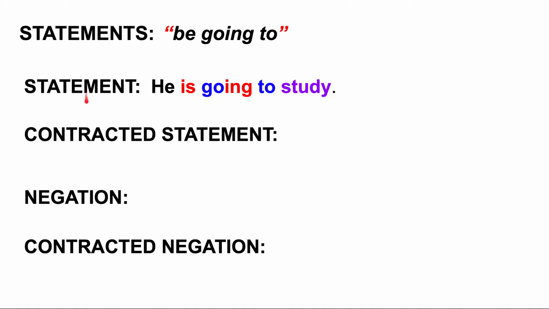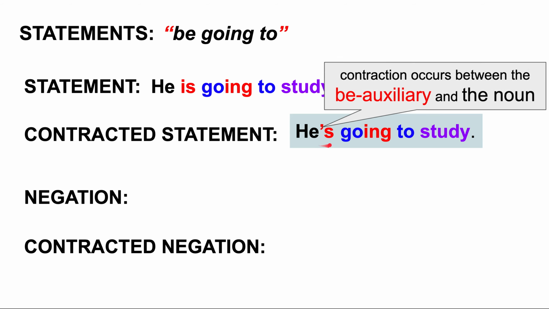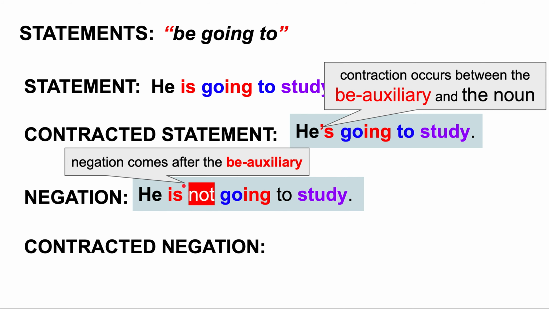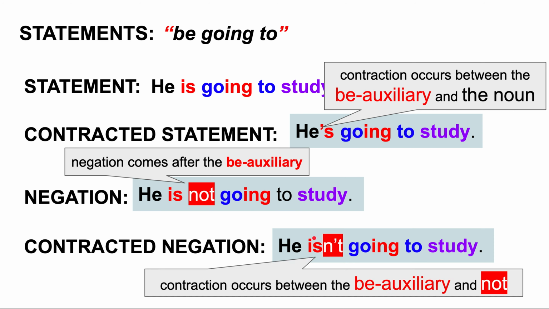Let's study now how to make statements, contracted statements, negation, and contracted negation. So our sample sentence, he is going to study. Contracted statement, he's going to study. Okay, the contraction occurs between the be auxiliary and the noun he. So he is, he's. Okay, let's look at negation now. He is not going to study. Remember that negation comes after the be auxiliary. And contracted negation, he isn't going to study. The contraction occurs between the be auxiliary and not.